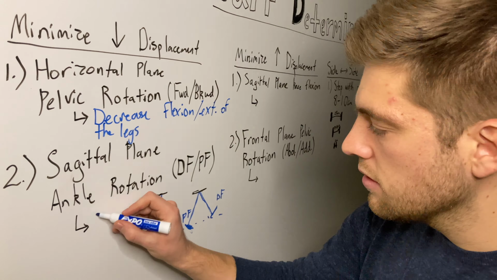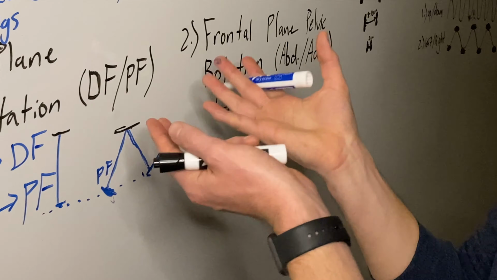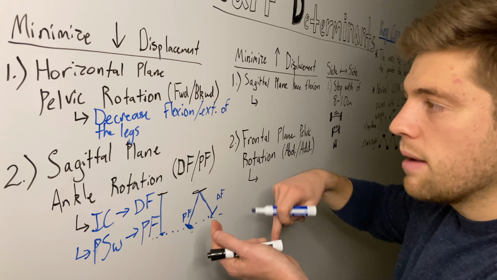During initial contact, the leg is in dorsiflexion, which elevates the center of mass. While this leg is in initial contact, this other one is in pre-swing, which is in plantar flexion. And both of those elevate the center of mass, or prevent it from dropping.